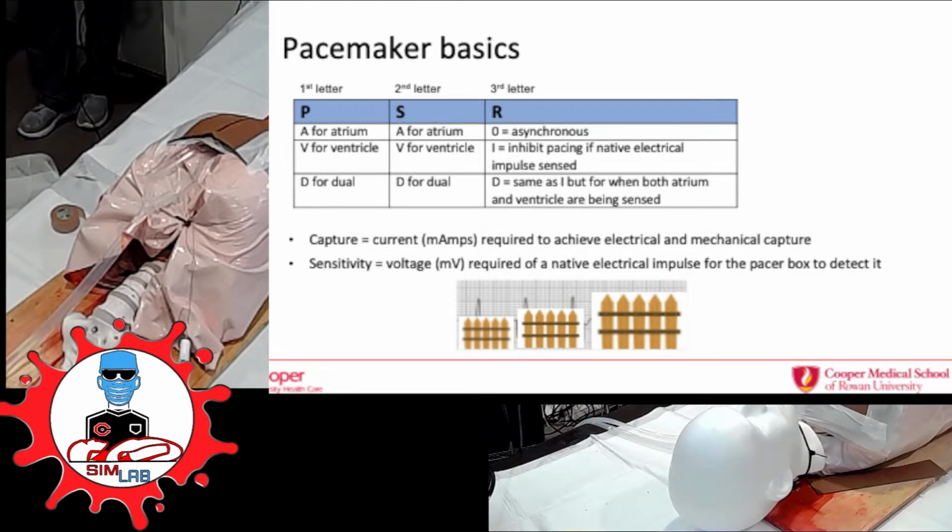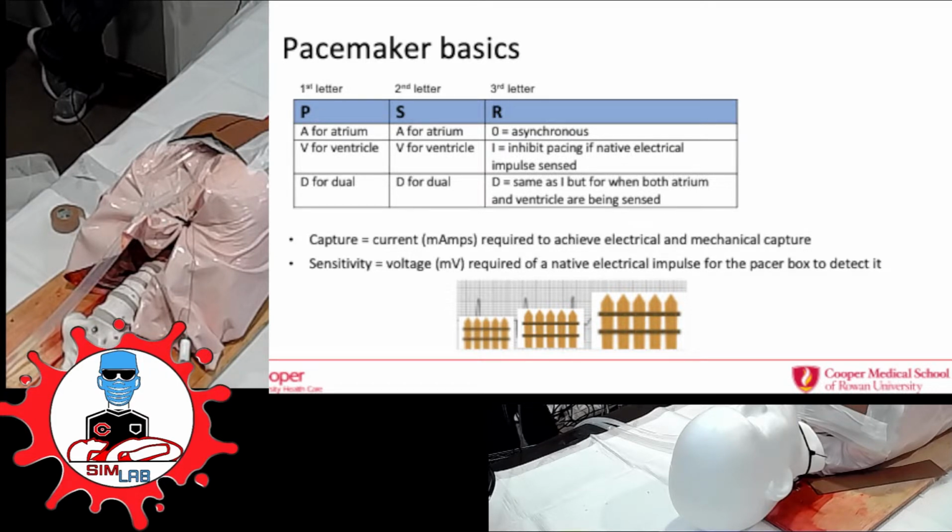So what do you guys know about the different modes of pacers? What are the letters? What are the acronyms for pacing modes? Anybody? The first letter refers to the chambers sensed. The second letter refers to the chambers paced. Okay, close. So it's PSR. Okay. So pace, sense, response.